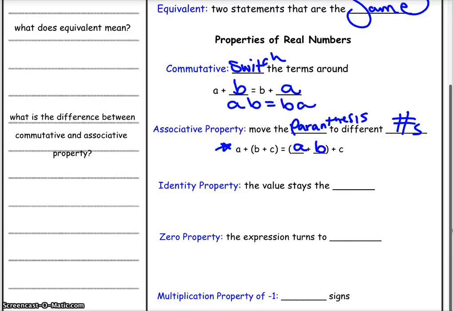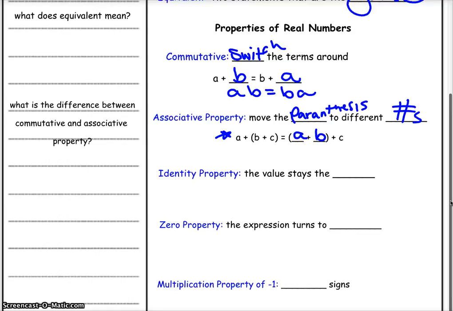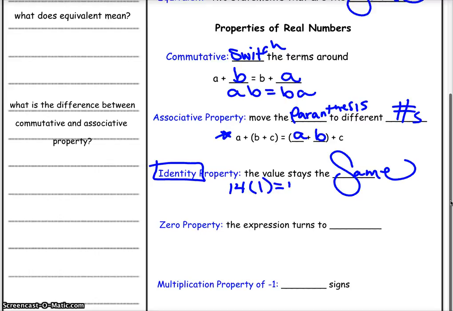So associate, I think group, like who's in my little group? It's like your little home, and you're moving people around. Commutative is just flipping. Identity, the value stays the same. The identity property has the word identity in there. It means you stay what you were. For example, 14 times 1 equals 14. I stayed the same. I kept my identity. 14 plus 0 equals 14. That's identity. I didn't change.